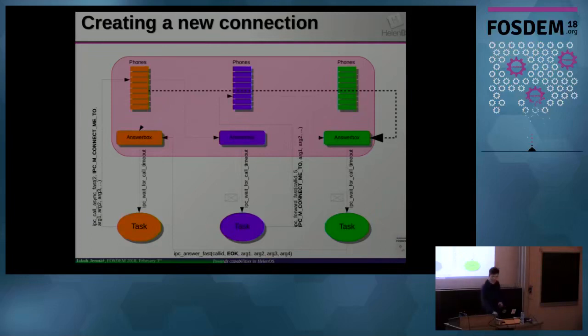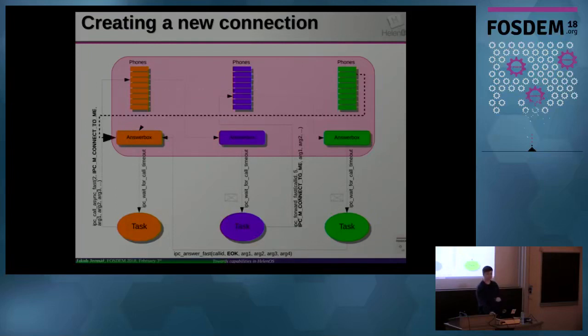The direction can also go the other way. So instead of using IPC connect me to, I can say IPC connect to me, in which case the arrow would go like this. So there will be a new connection created from the task which replies to the answer box of the original sender.